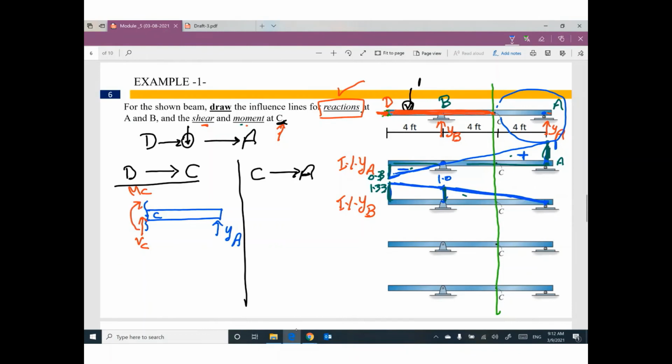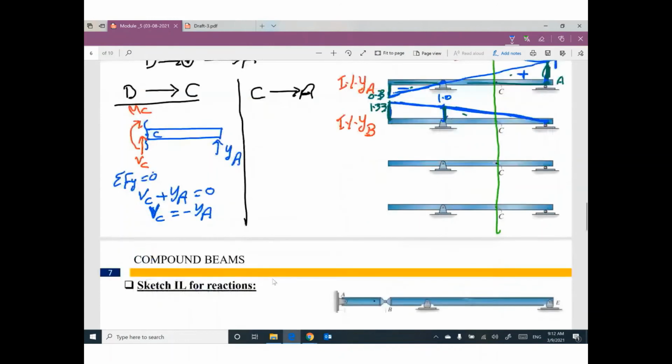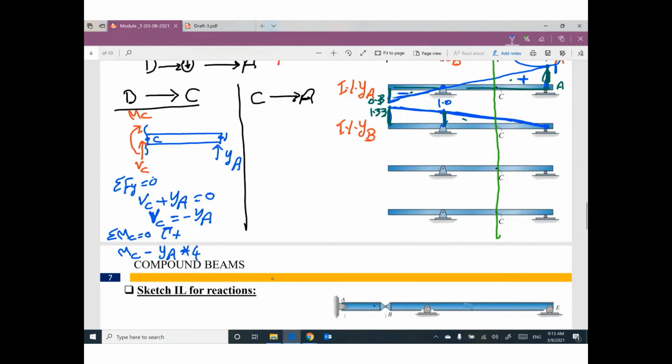If you apply summation Fy equals 0, so we have VC plus YA equals 0, so VC equals negative YA. If I take moment at C, assume this direction is positive, so we have MC minus YA times 4 equals 0, so the value of MC equals positive 4 YA. One more time.